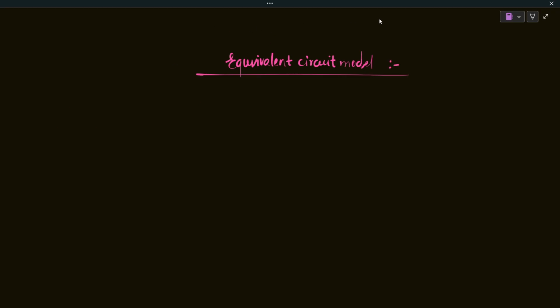Okay, so to analyze the electrical behavior of neurons quantitatively. This was drawn because we wanted to analyze the electrical behavior of neurons quantitatively.